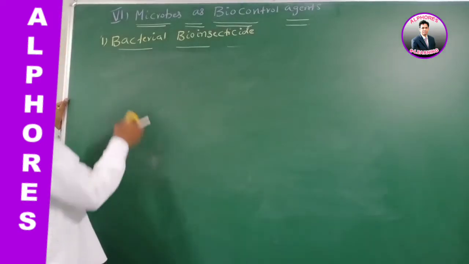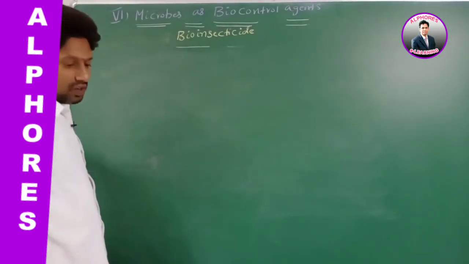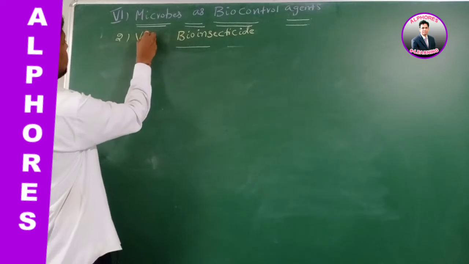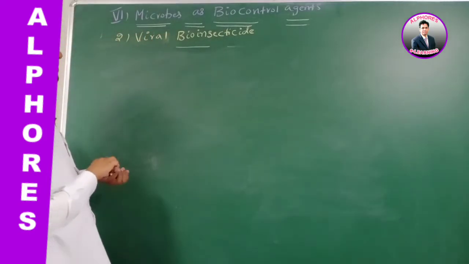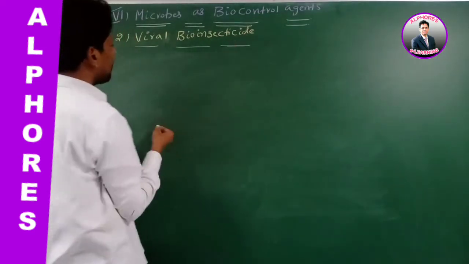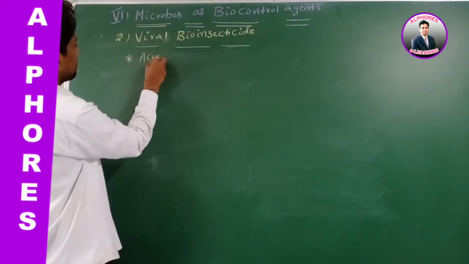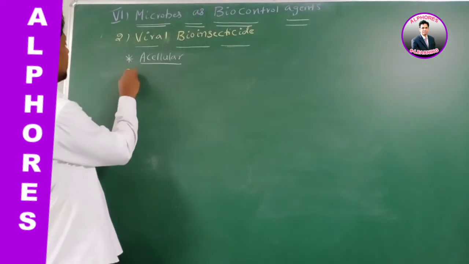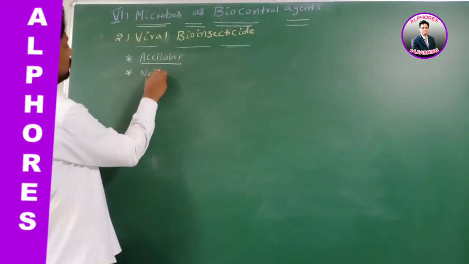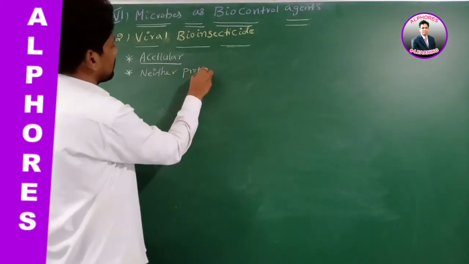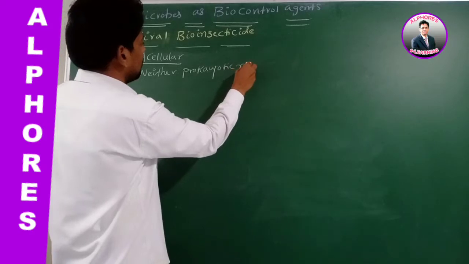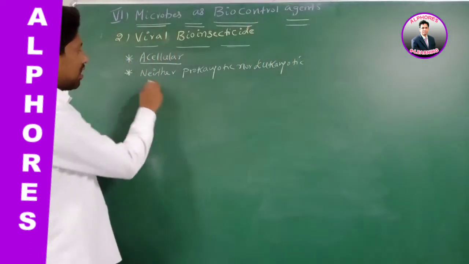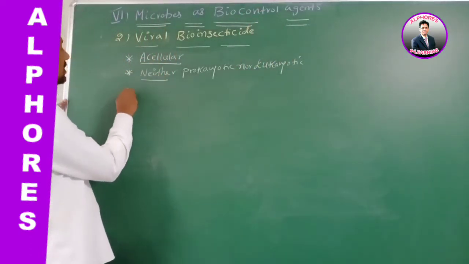Right, go for number two, second one. What is it? Viral bioinsecticide. Sir, is a virus cellular or acellular? Virus is acellular, right? It is neither prokaryotic nor eukaryotic. Who, sir? Virus. Virus is neither prokaryotic nor what? Eukaryotic.